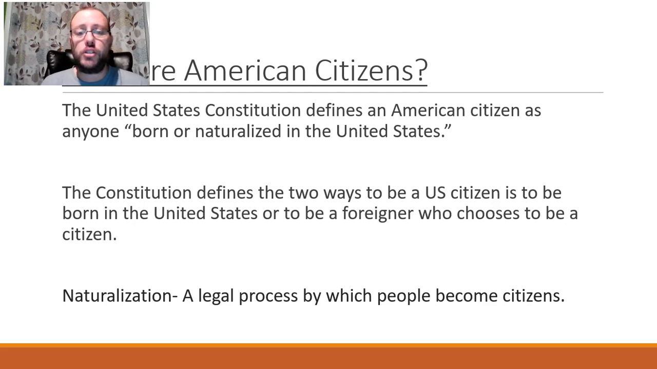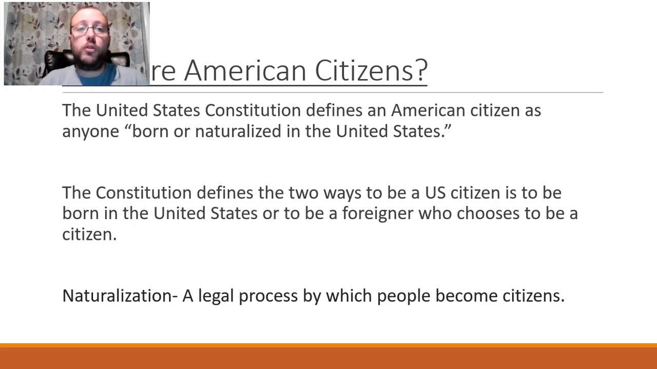The United States Constitution, with the 14th Amendment, defines an American citizen as anyone, quote, born or naturalized in the United States. The Constitution defines the two ways to be a U.S. citizen: to be born in the United States, or to be a foreigner who chooses to become a citizen. So the Constitution identifies a U.S. citizen as anyone who's born here. I was born in Jasper, Alabama at Walker Regional Medical Center. So by being born in Walker County, I became a U.S. citizen.